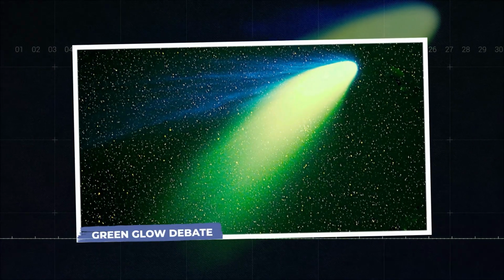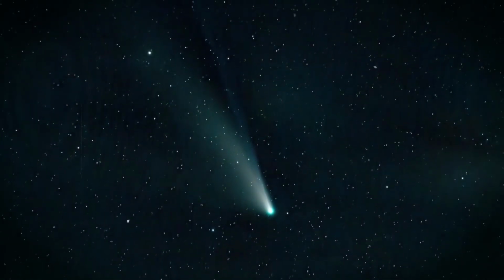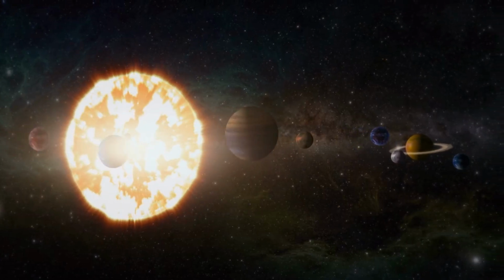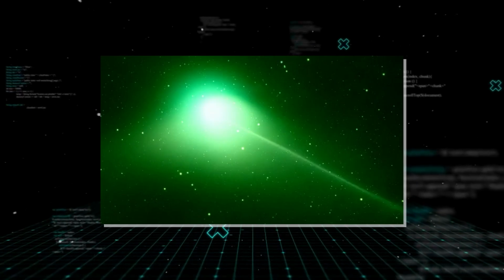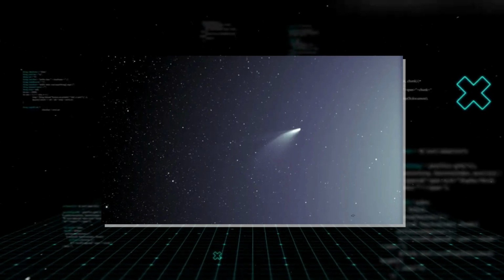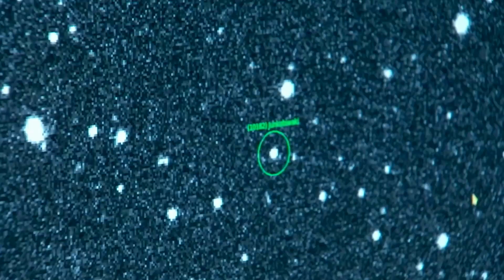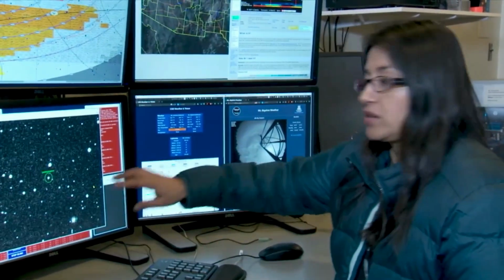Green glow, debate. Comets often glow green from Swan band emission, when sunlight breaks carbon molecules, notably near 516 and 563 nanometers. If the UTC green flash were real, diatomic carbon, C2, activity would be the simple cause. Provisional remarks, however, hinted at spectra with weak or missing C2 bands and a volatile mix heavy in carbon dioxide.